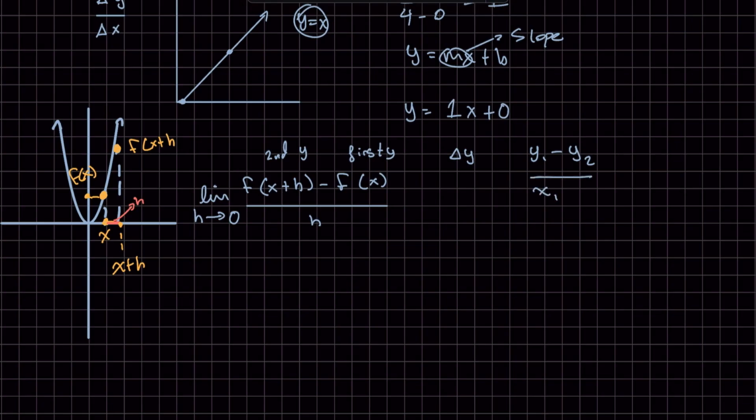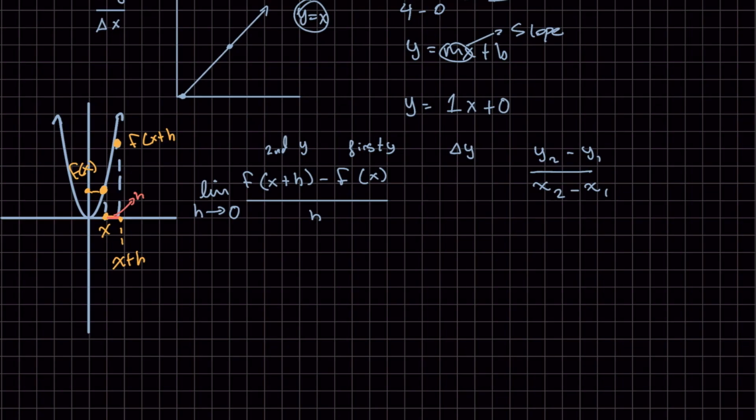Oops, I made a mistake here. It's y2 minus y1 over x2 minus x1. And this x2 minus x1 in this case is just h. It's the difference between x plus h and x, and x plus h minus x is just h.